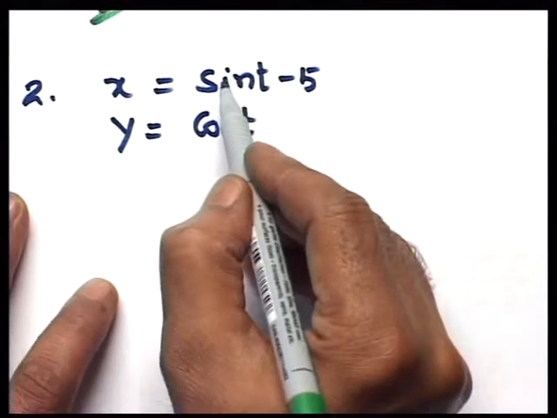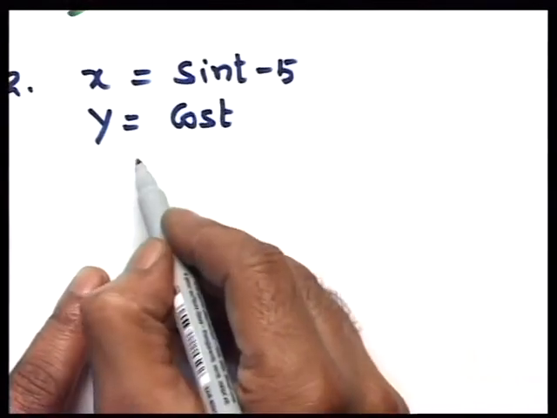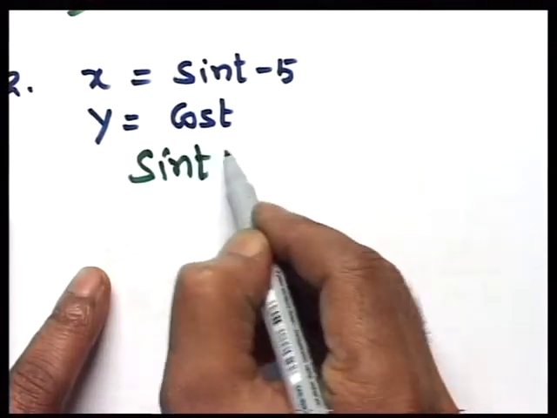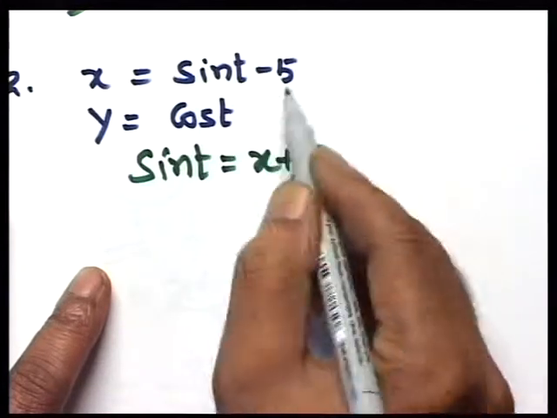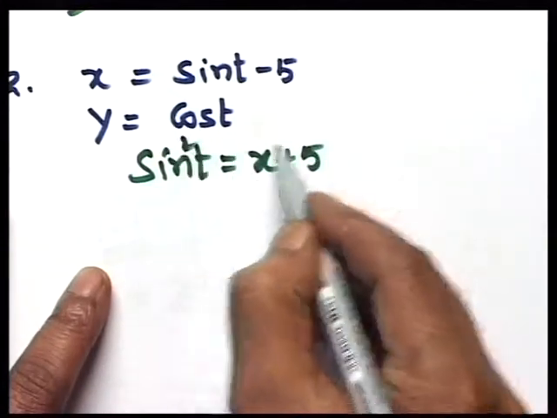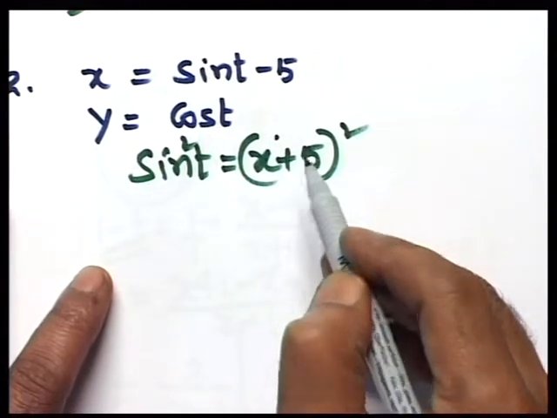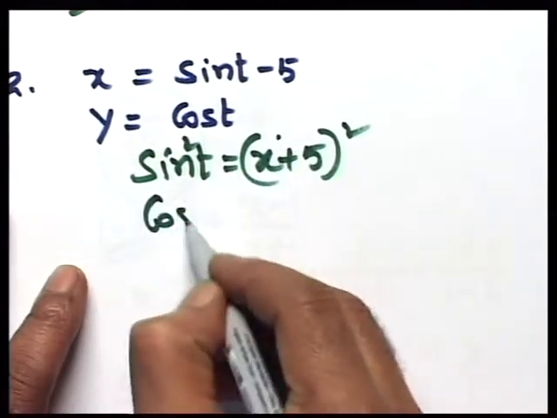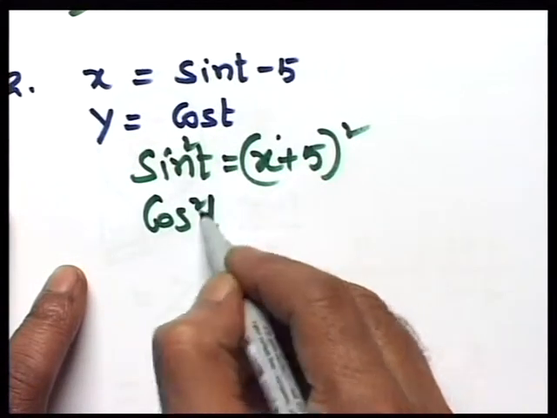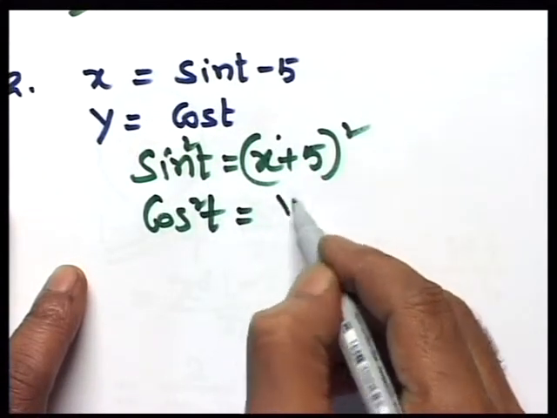So make sine t the subject there. We have sine t equals x plus 5. Agreed? And square it. So if you square, that's what you get. Don't say x squared plus 25, please. It's a whole square. Then we have cos squared t equals y squared.